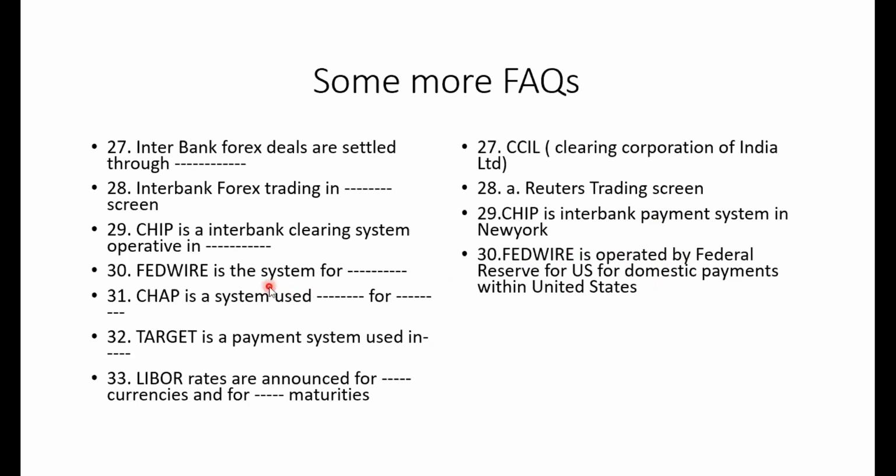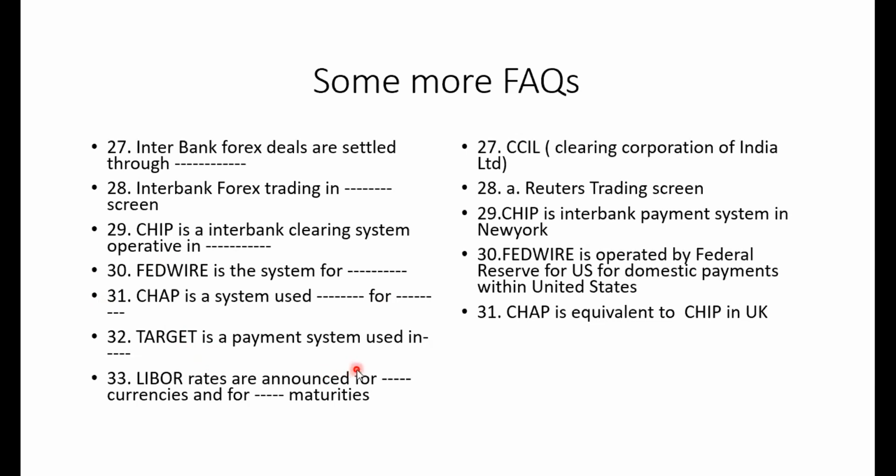And CHAPS is a system used in the UK. CHAPS is equivalent to CHIP but used in the UK, London. The expansion, you don't worry. If you want to know the expansion, it is there, but all will be in capitals. CHAPS is equivalent to CHIP in the UK, for all bankers in interbank settlement. This was asked 1 year. That is why I am giving it to you.